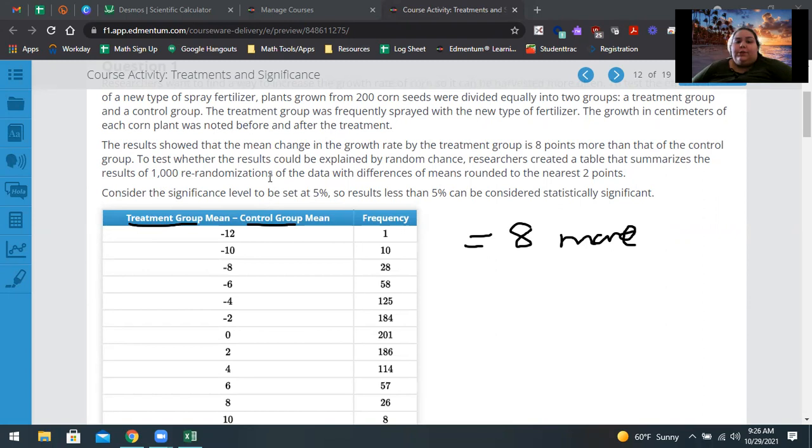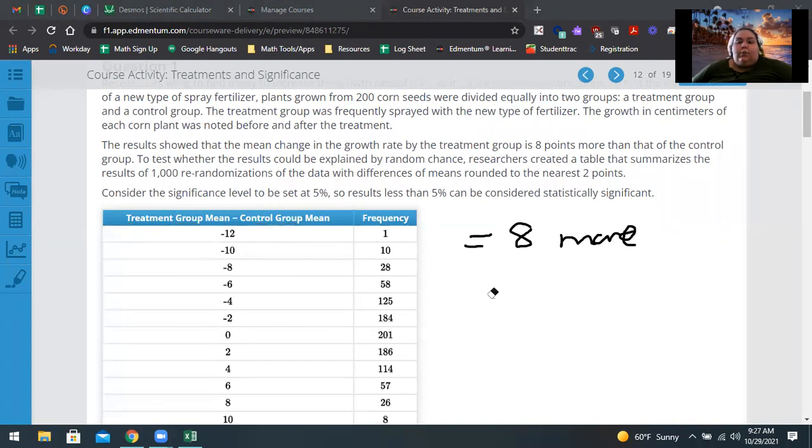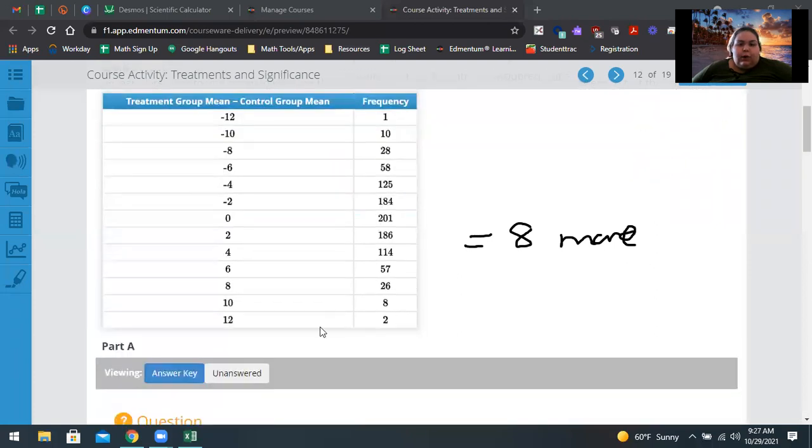To test whether the results could be explained by random chance, researchers created a table to summarize the results of 1,000 re-randomizations. So that concept, in the first task, you did it only 3 times. Here are the results if they did it 1,000 times, repeating that whole same system and collecting those results. The difference of the means rounds to the nearest 2 points. Consider the significance level to be set at 5%. So we're looking for when it's 8 points or more.